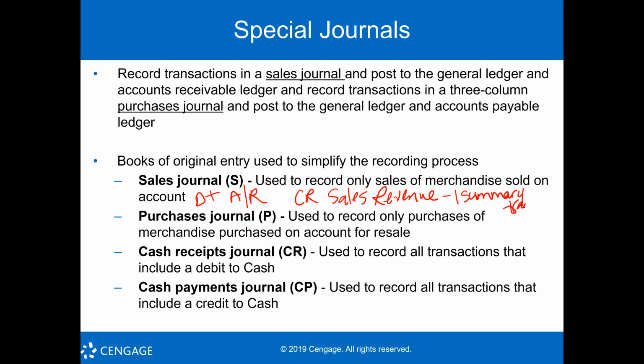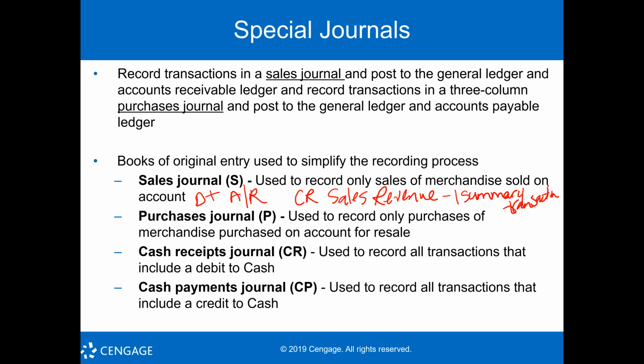Same thing with the purchases journal. If we keep a purchases journal, maybe we keep it every month, and then we do the summary entry once a month. So the purchases journal is used to record purchases of merchandise on account. And usually with our purchases we've got maybe some freight charges in there, what have you.